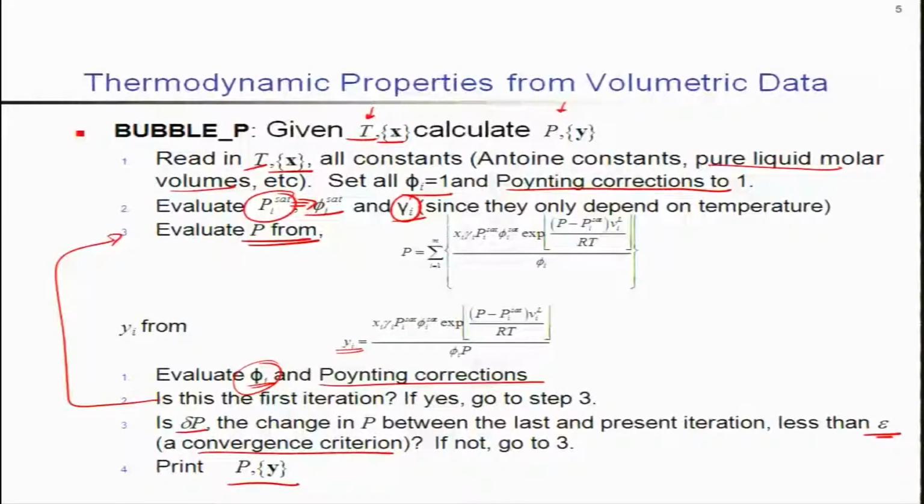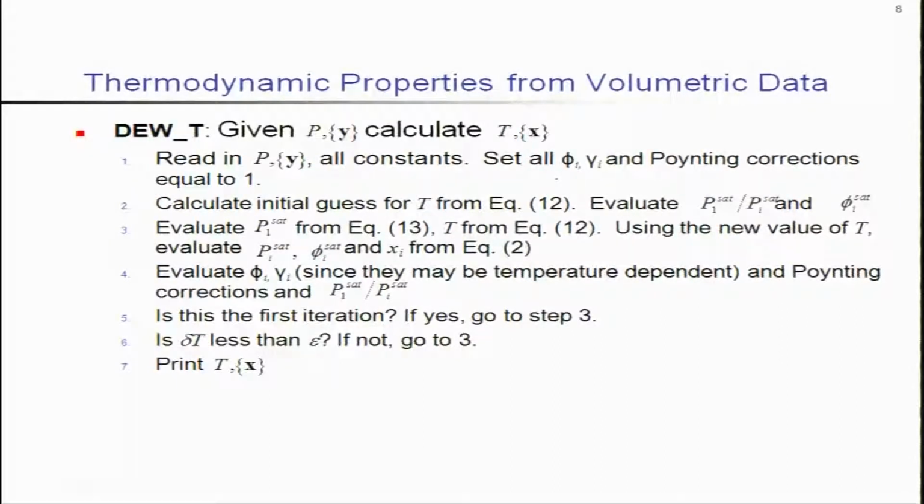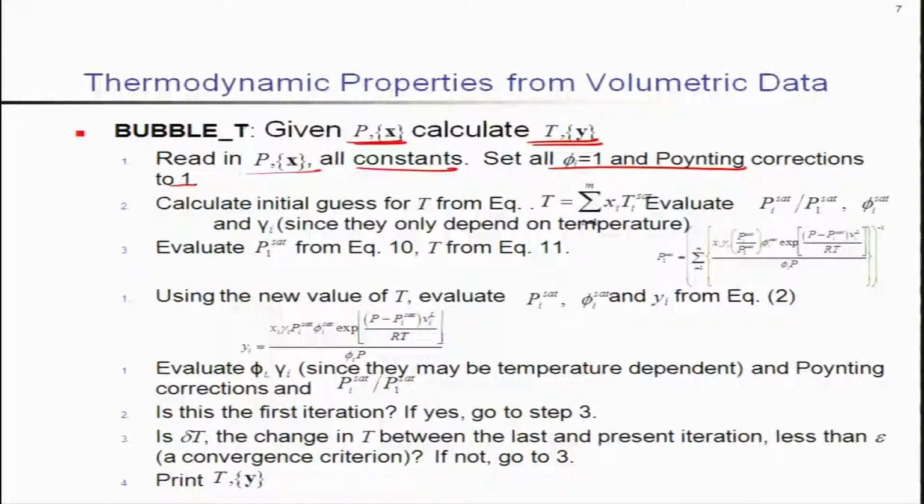Here also we have kept gamma to be 1, but you can evaluate gamma directly if the models are available. Here again we are doing the same exercise: for bubble T, when the composition of the liquid phase is available, we read this information, set all the phi's to be 1, the Poynting correction to be 1, and calculate the initial temperature, because temperature is needed, by simply taking the weighted value of T sat. Then evaluate Pi sat divided by P1 sat, phi i sat and gamma i. Now you have the temperature information, so you evaluate.